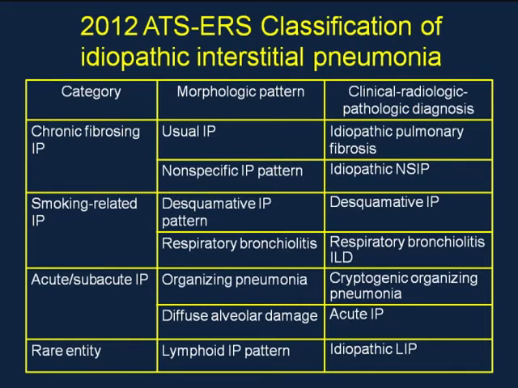These top two, usual interstitial pneumonia and NSIP, have been grouped together now as the chronic fibrosing interstitial pneumonias. The next two, DIP and RB-ILD, are grouped as smoking-related interstitial pneumonias. Then these two, organized pneumonia and DAD, are grouped as acute or subacute interstitial pneumonias. And it's been recognized that lymphoid interstitial pneumonia is a very rare entity, and it's moved into a category with a couple of other rare entities. For time reasons, I'm not going to talk about diffuse alveolar damage. We'll focus most of our time on these top two.